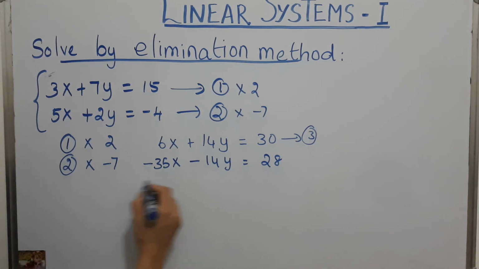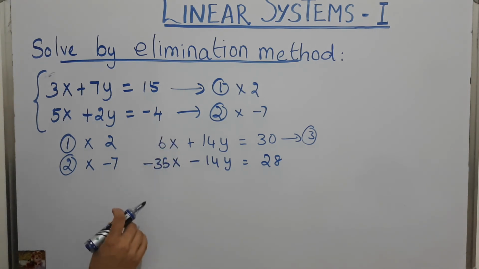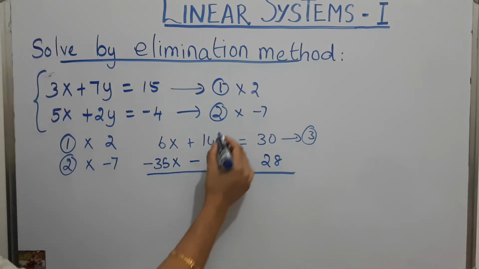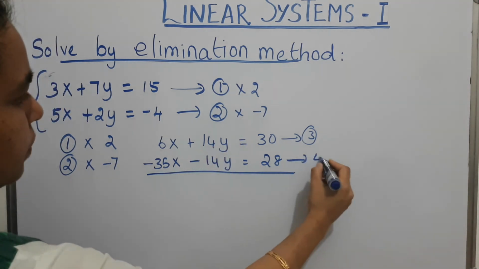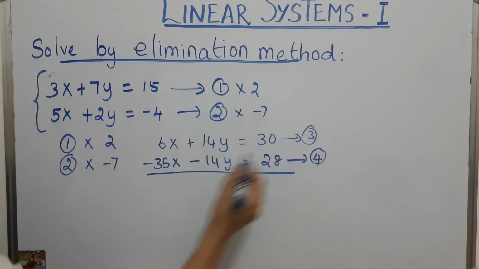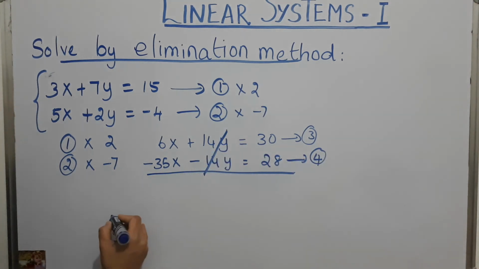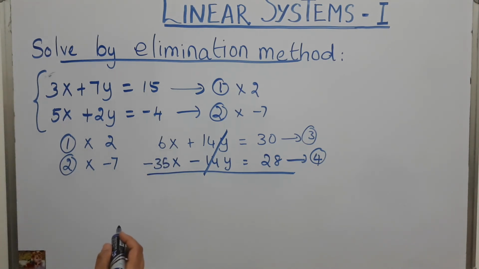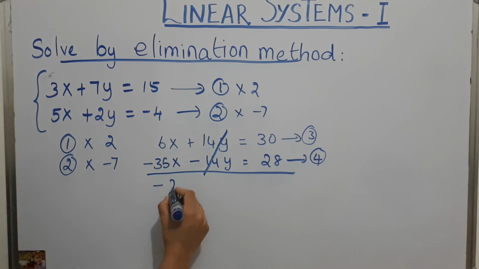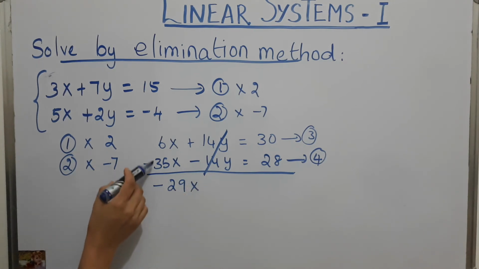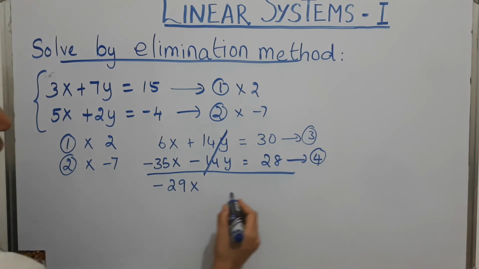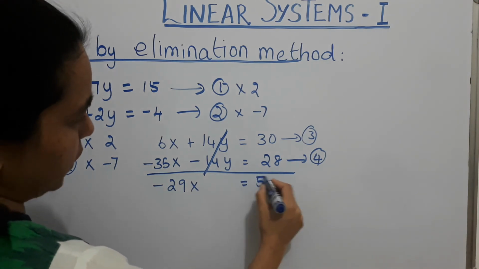Okay. And now you have to add these two equations to eliminate y. So when you add them, this is the fourth equation. When you add the third and fourth equation, y will be eliminated, and 6 minus 35 will be 29. Minus 29x, because this is having a negative sign, so the answer will be negative. So minus 29x is equal to 58.